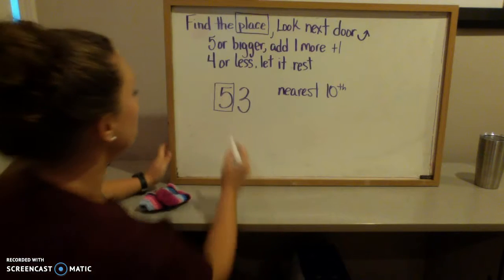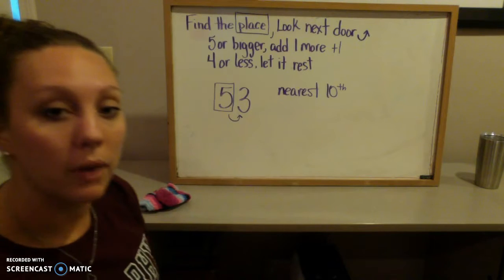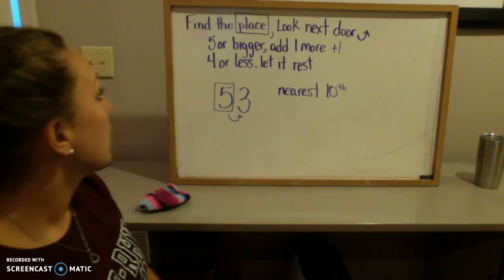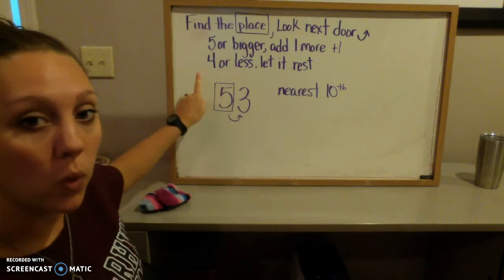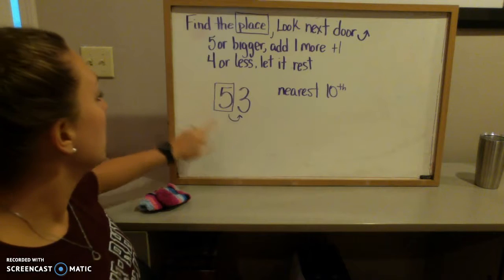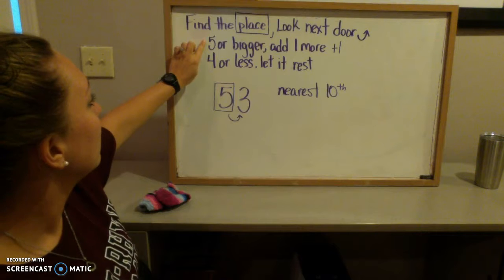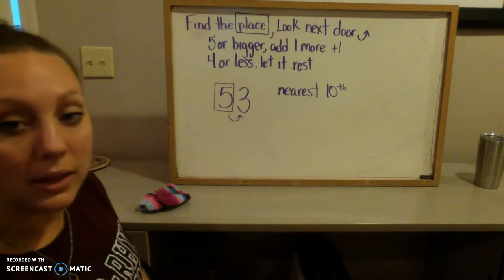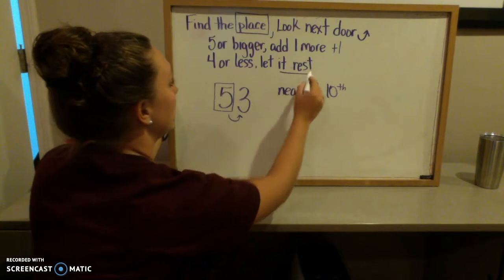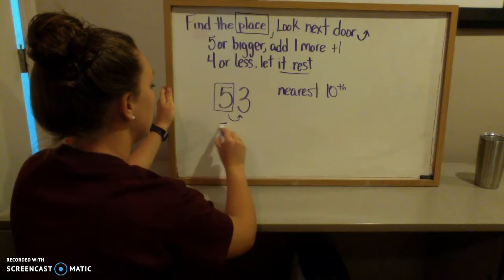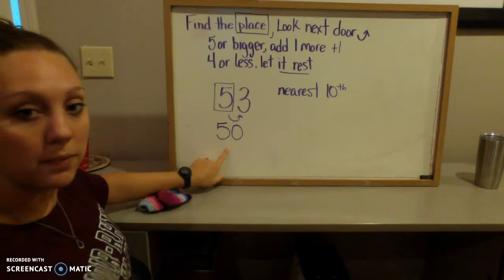Now it says to look next door. So we're going to look at the 1's place right next door, number 3. Our rule says 5 or bigger, add 1 more. 4 or less, let it rest. So is it going to be 5 or bigger, or 4 or less? It's going to be 4 or less. So we are going to let it rest. That means we are going to keep the 5 and it is closer to 50.